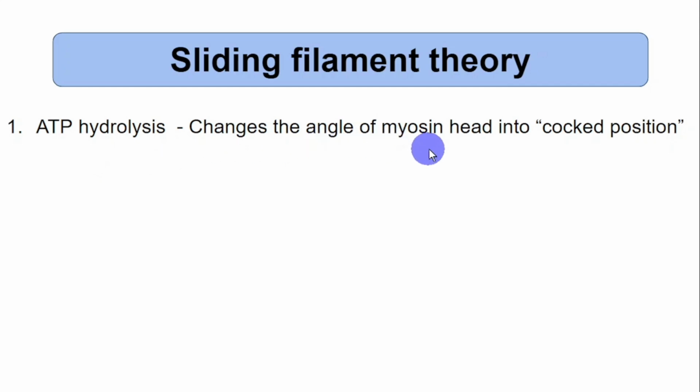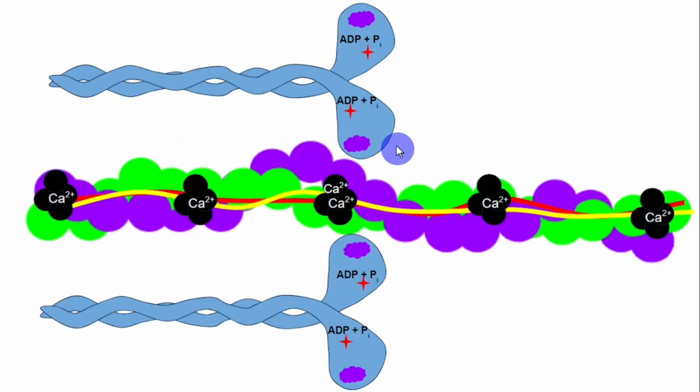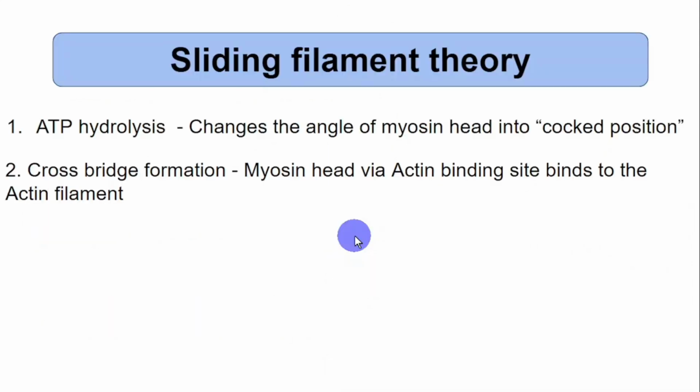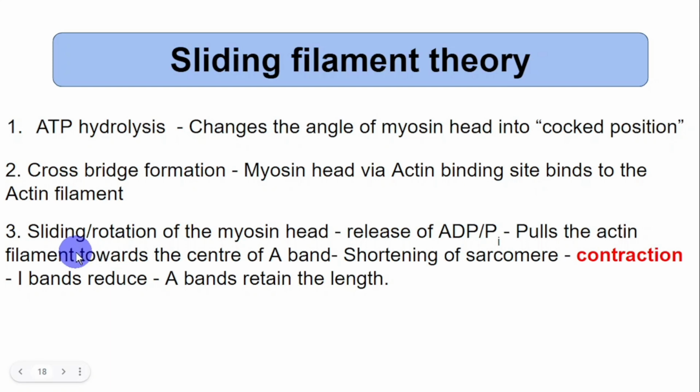This changes the angle of myosin head into cocked position, the one which we saw here. And then only it comes close to actin and it can form cross bridges. So second step is cross bridge formation. Myosin head via actin binding site binds to actin filament. And then there is sliding or rotation of the myosin head. And this sliding pulls the actin filament towards the center of A band. And this causes shortening of sarcomere, and this is called contraction.